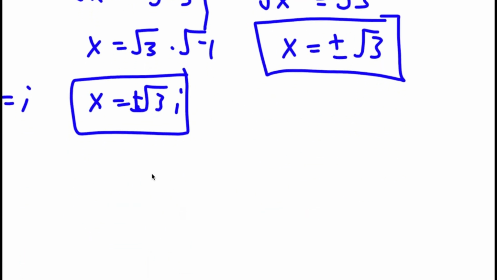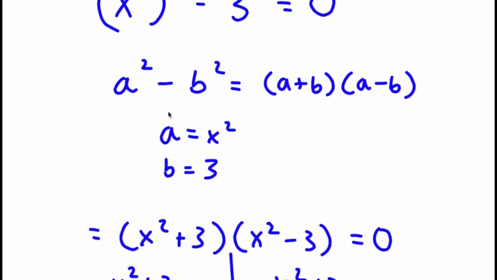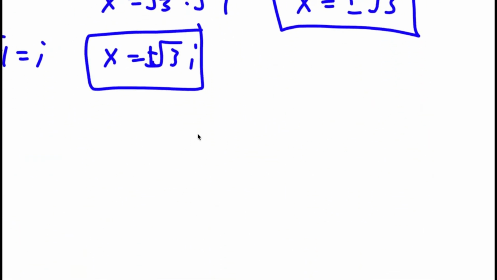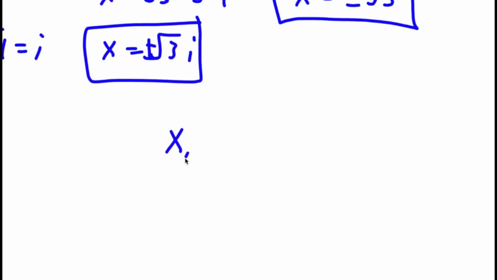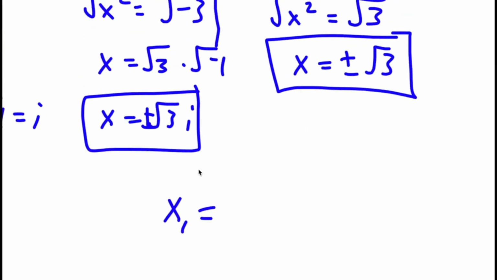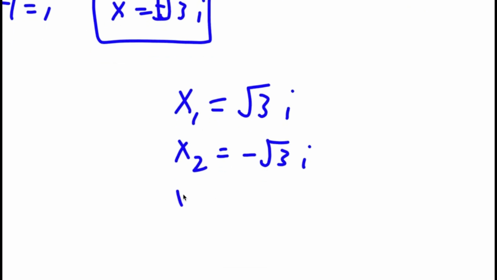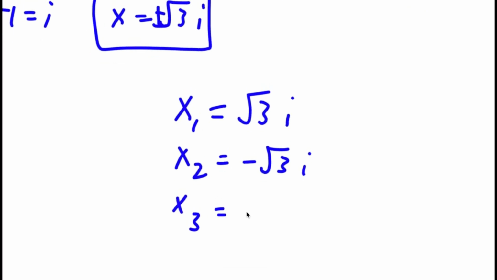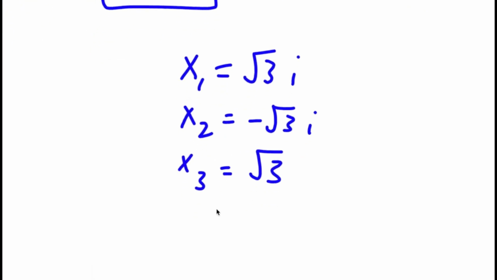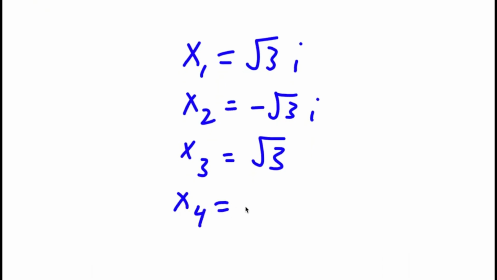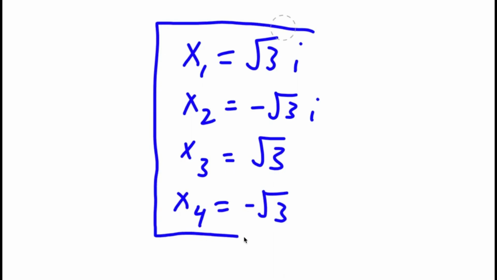So now my four solutions are x is equal to positive square root of 3i, x is equal to negative square root of 3i, x is equal to square root of 3, and x is equal to negative square root of 3. So these are my four solutions to this problem.